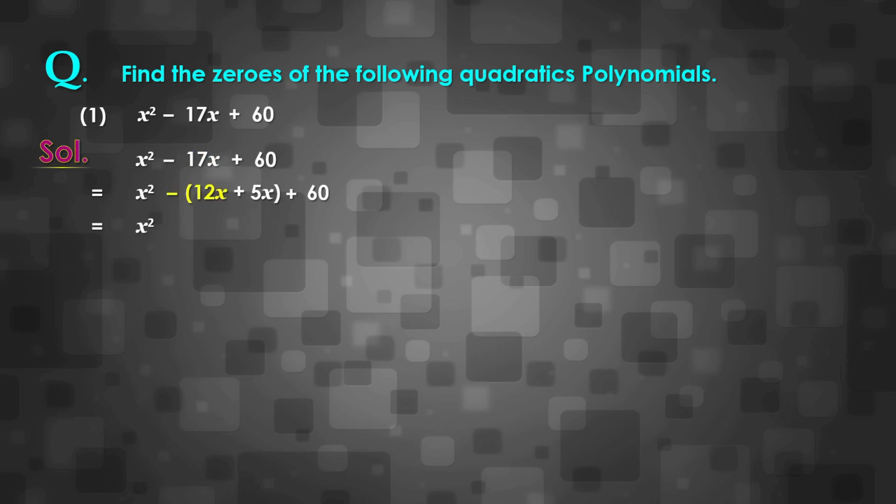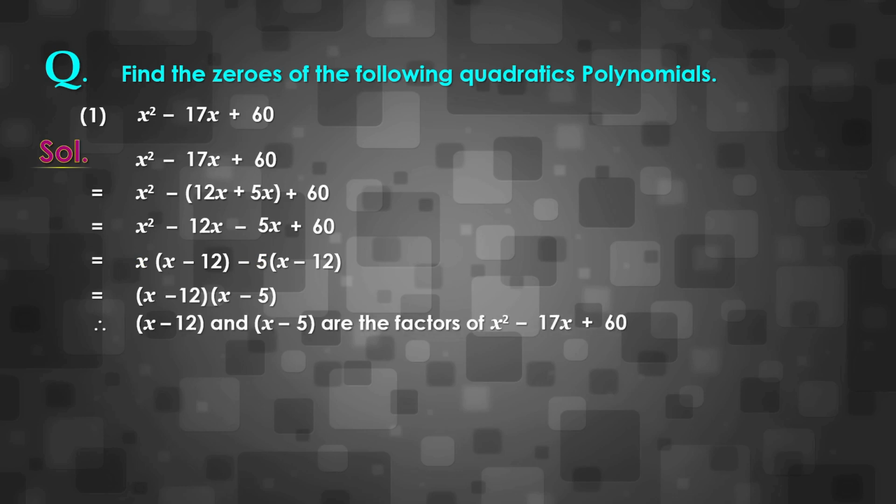So the expression becomes x squared minus 12x minus 5x plus 60. Next, we group the terms. From the first two terms, we take x common. From the last two terms, we take minus 5 common. This gives us the common factor x minus 12. So the expression becomes x minus 12 multiplied by x minus 5. Therefore, the factors of the quadratic polynomial are x minus 12 and x minus 5.